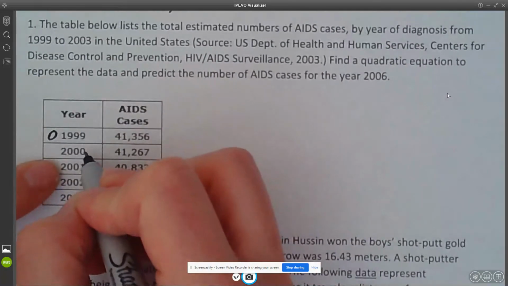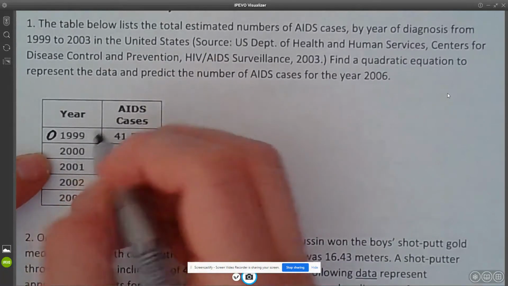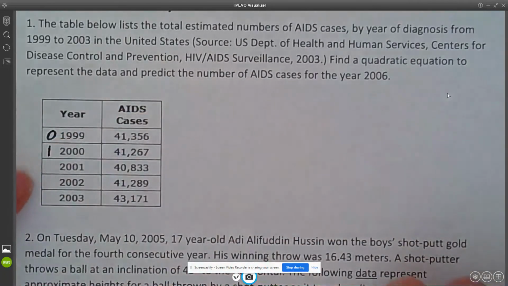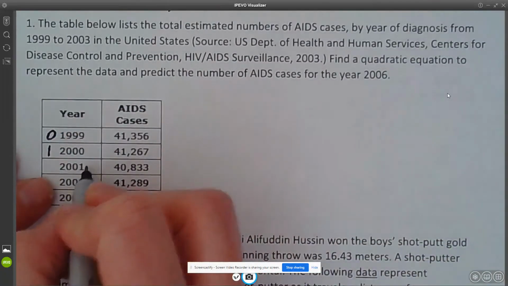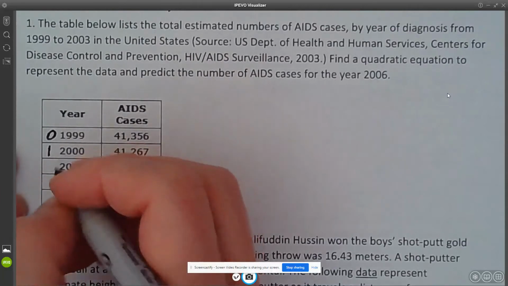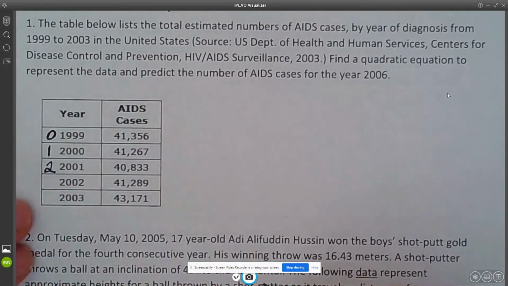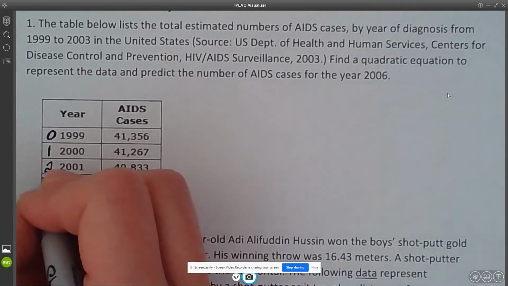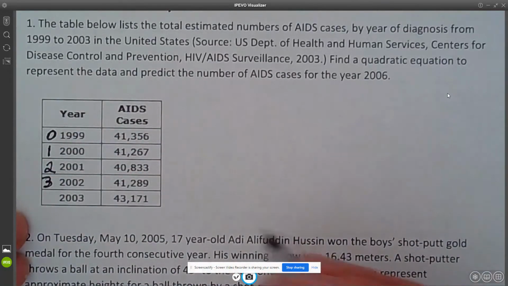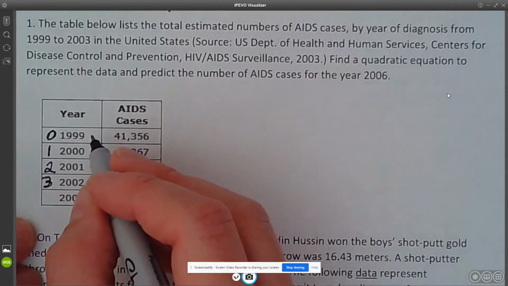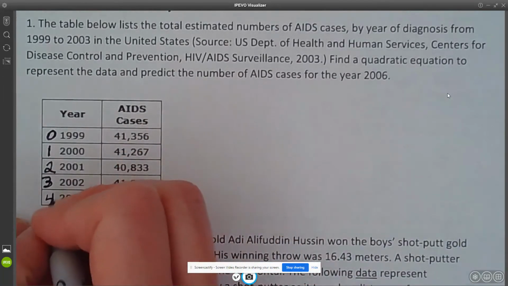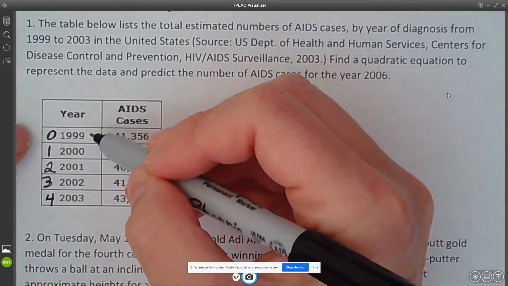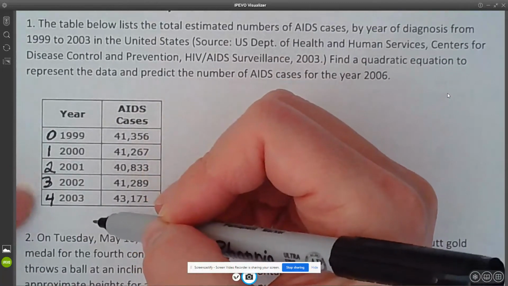2000, you say, okay, how far is 2000 away from 1999? Well, it's 1 year. So that's going to be year 1. 2001 is 2 years away from 1999, so it's year 2. 2002 is 3 years away from 1999, so it's year 3. And then 2003 is 4 years away from 1999, so that's year 4. Always go back to your original year when you come up with these numbers over here.